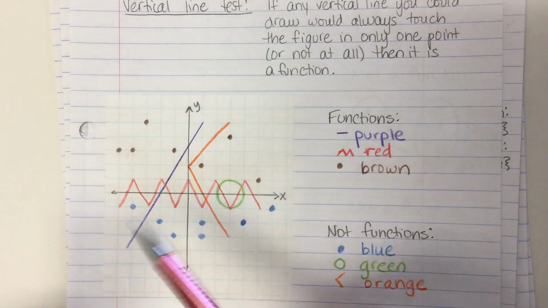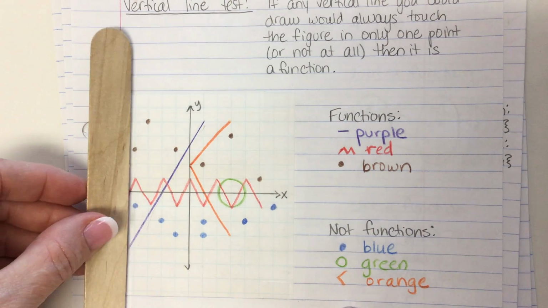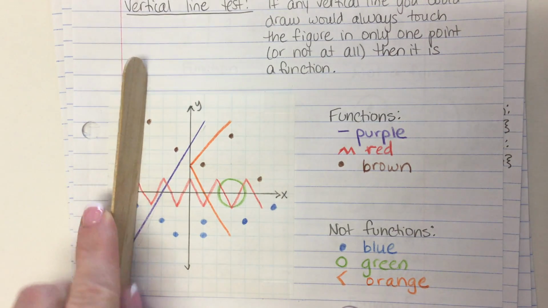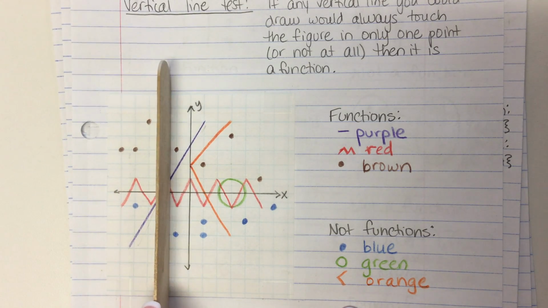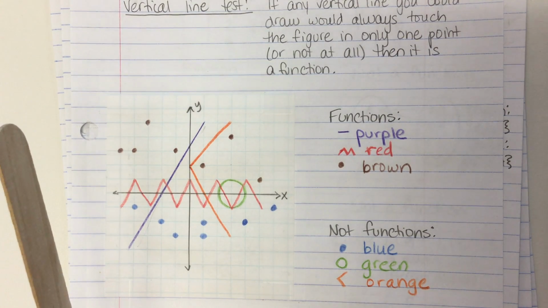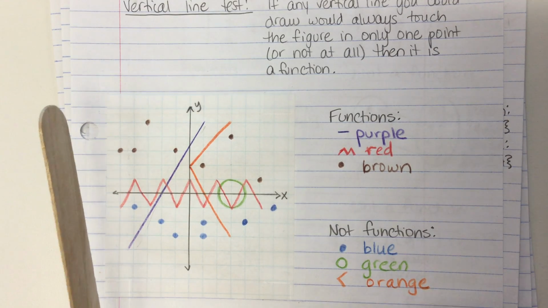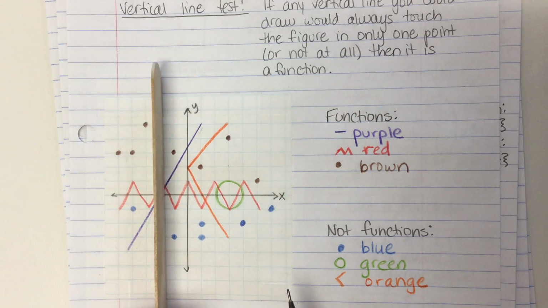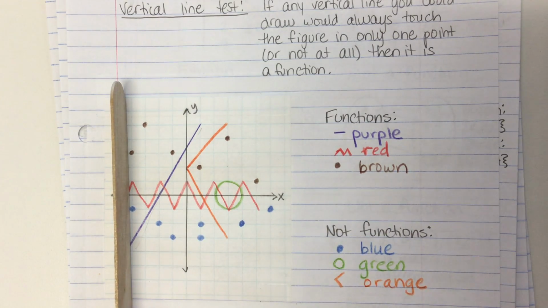So let's look at the purple line first. Here's the purple line, and we want to know, is this purple line a function? So if you take this straight edge and you say, okay, if I were to draw a vertical line anywhere along this purple line, will it only intersect the line once or will it ever intersect it more than once, okay? So in this case, no matter where I draw the vertical line, it's only going to touch the purple line in one place, so that makes it a function.